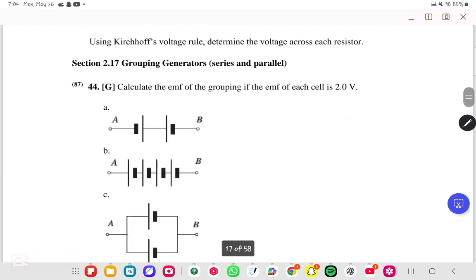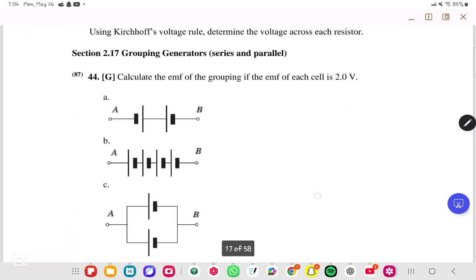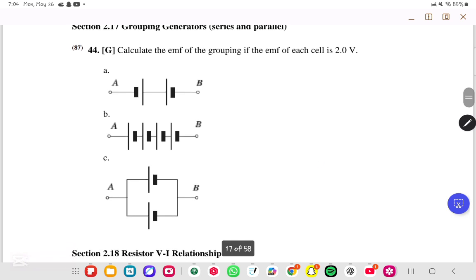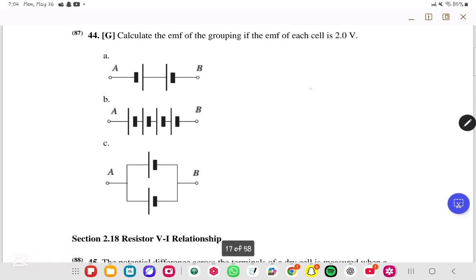We move on to 2.17. What does it say in 2.17? It's only one question. 44 grid. Calculate the electromotive force of the grouping if the EMF of each cell is 2 volts. So, let's choose one direction, okay? By the way, EMF means voltage.